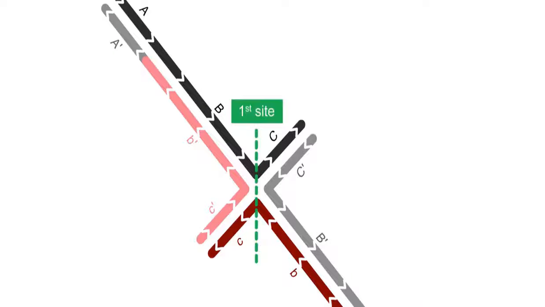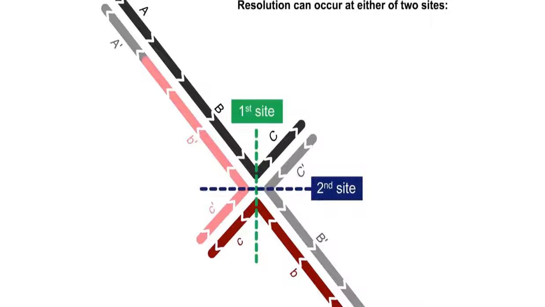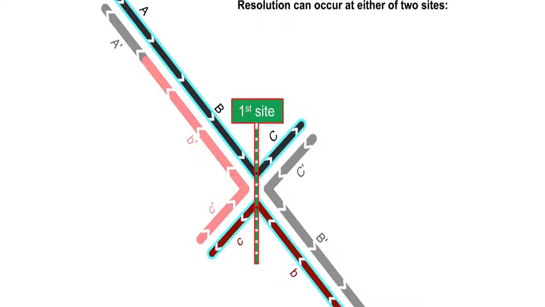Resolution can occur at one of two possible sites. Cleavage at each of these sites results in a different genetic outcome. One of the possible cut sites is in the pair of strands that remained uncut during the first step of recombination. These strands can be easily identified because they each consist of a single color at this point in the model.